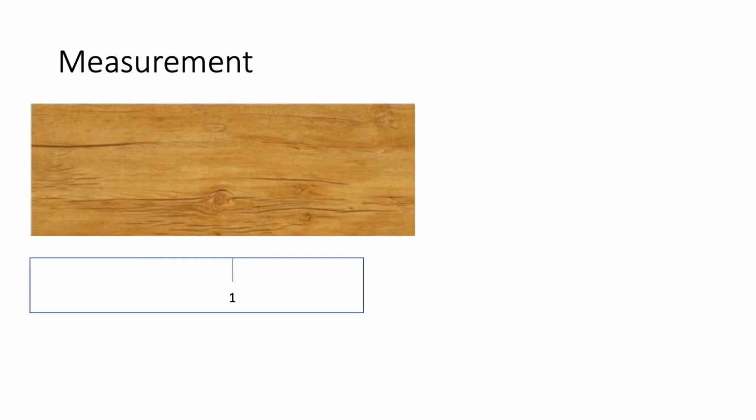Okay, so if we're going to be talking about measurement today, then we need to talk about what things you should be thinking about if you're going to measure something.